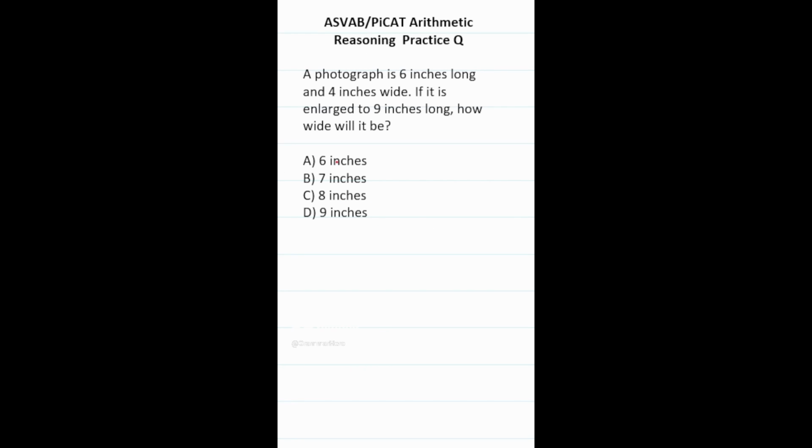This ASVAB PiCAT arithmetic reasoning practice test question says a photograph is 6 inches long and 4 inches wide. If it is enlarged to 9 inches long, how wide will it be? So for this one, we could use a proportion to solve it. Again, we could say the length of this photograph, 6 inches, over its width, 4 inches, is going to be equal to or proportional to its new length and width. That is 9 inches over its new width, which is unknown.